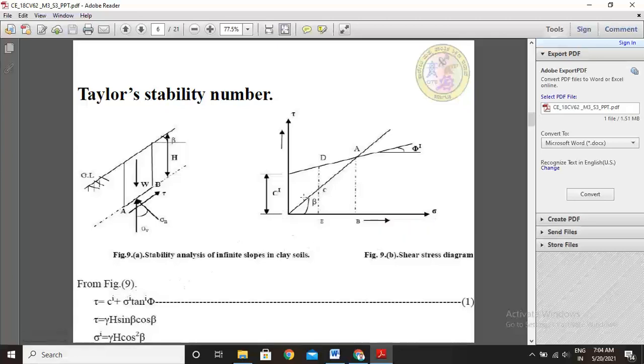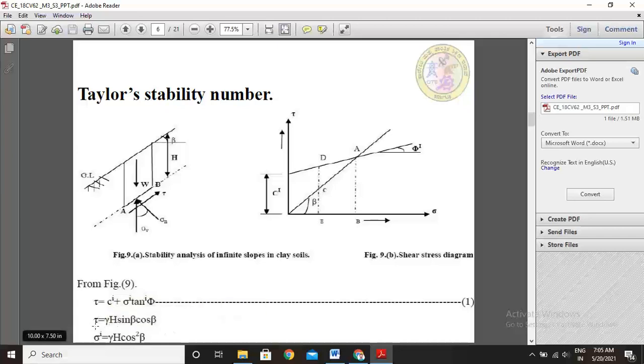From figure 9, tau equal to c plus sigma dash into tan phi. This main equation we have already seen in the shear strength of soil units. So based on the failure envelope, we have confirmed shear stress equal to c plus sigma tan phi. This is equation number 1.